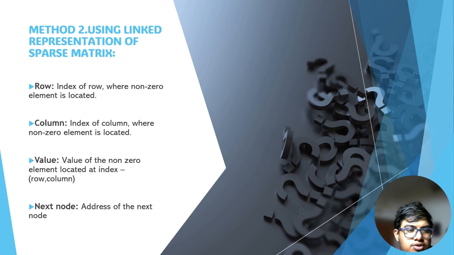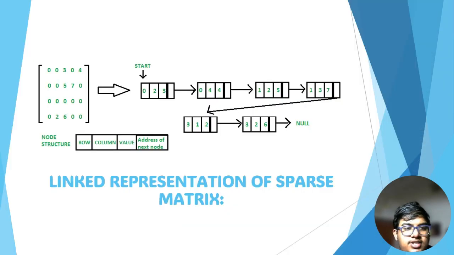So in the second method we are going to be using the linked list. Here we use the rows index, columns index, value index, and one thing extra is a pointer which points to the next node. So let's see here. As you can see, it is a linked list representation. Here there are two blocks, one block having the data and the other block pointing to the next one.